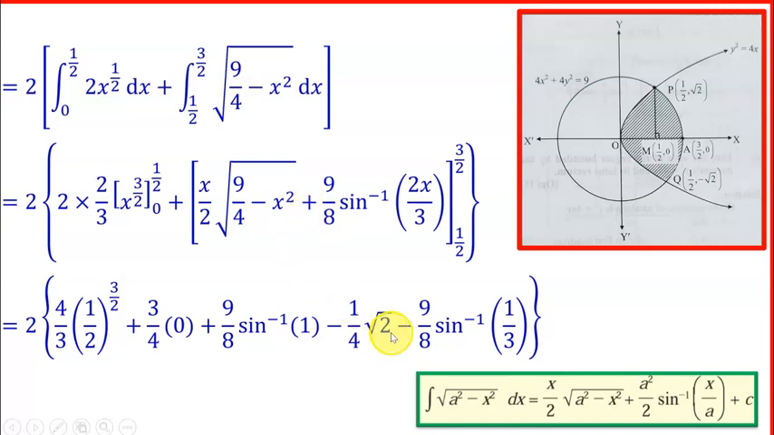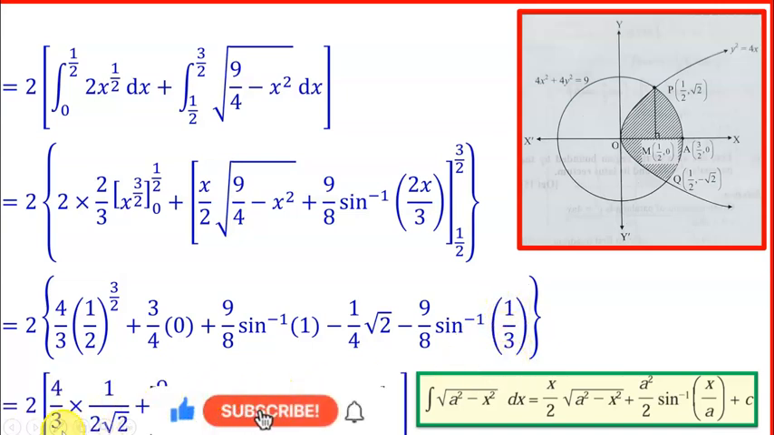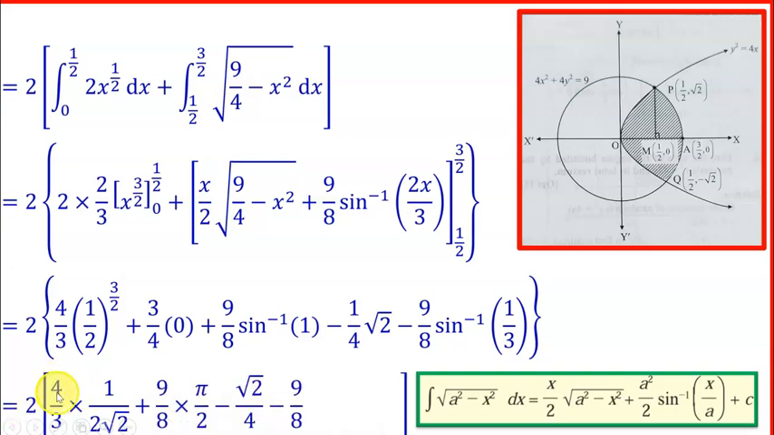What about the next? Minus 9 by 8 sine inverse of. Again, if you replace x as 1 upon 2, the 2 gets cancelled. Overall, you will get 1 by 3. And this is the answer. That is 2 in bracket 4 by 3 into 1 upon 2 root 2 plus 9 by 8. Here is the 9 by 8. What is the sine inverse of 1? It's pi by 2. And the next is root 2 upon 4. And minus 9 by 8 sine inverse of 1 by 3.